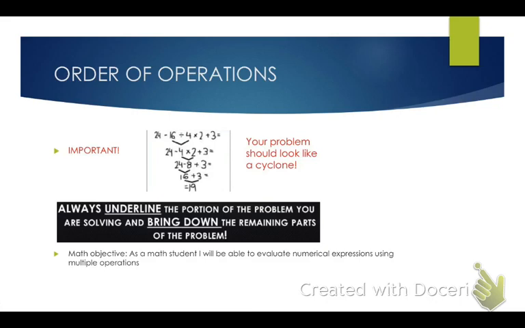So what I'm talking about here is we want to make this look like a cyclone. In other words, it'll look like this. Cyclones kind of look like that, where they come to the bottom and they have a point at the end. You're going to do everything that you see just like I'm doing it here, starting at the very top. You're always going to underline the portion of the problem you are solving and bring down the remaining parts of the problem, and I'm going to demonstrate that as we go, okay?